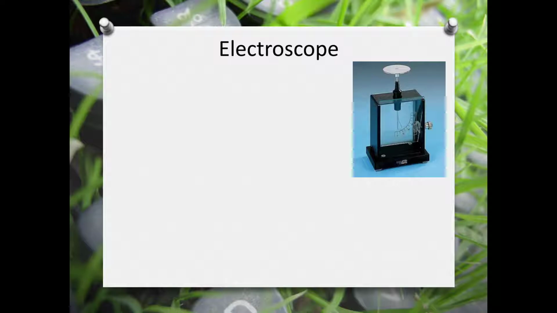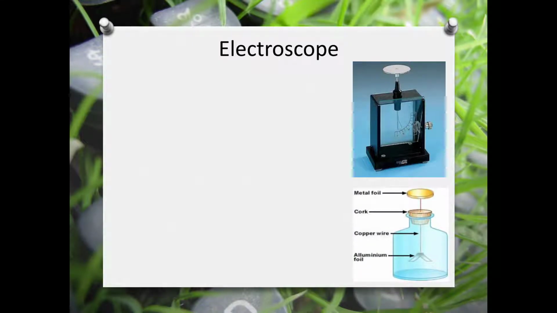So an electroscope is used to check whether such objects are charged or not. Okay, so this is a diagrammatic representation of it, and it is just a bottle, you can say a glass bottle or glass container, which has a copper wire. Now why is copper used? Copper is a very good conductor of electricity. That is the reason even your electric wires, you see them with copper.